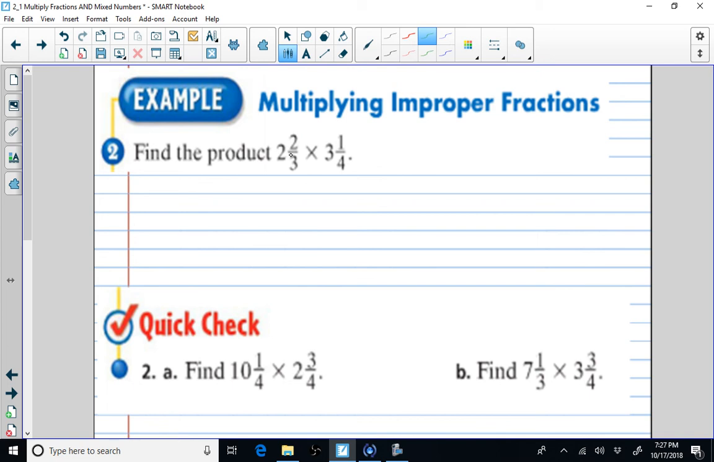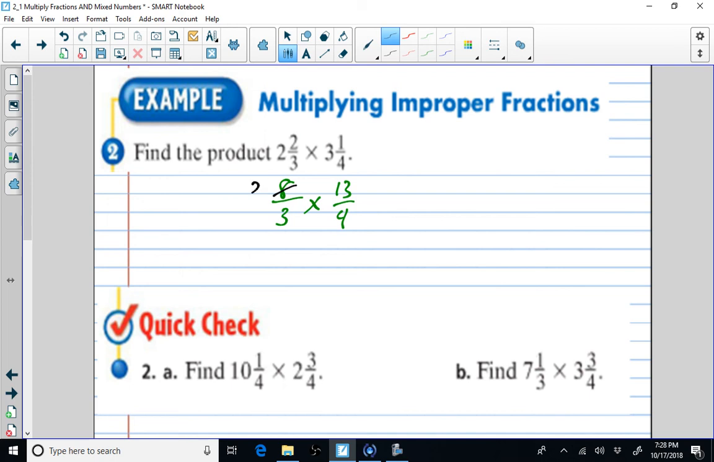So I'm going to take 2 2/3, rewrite that as an improper fraction by multiplying the denominator of the fraction times the whole number, and then we add the numerator. 3 times 2 is 6, plus 2 is 8, and I keep the same denominator, 3. Then 4 times 3 is 12, plus 1 is 13, and I keep the same denominator, 4. My next step, I look to see if I can divide out, and I can divide out 8 and 4 by dividing by 4.